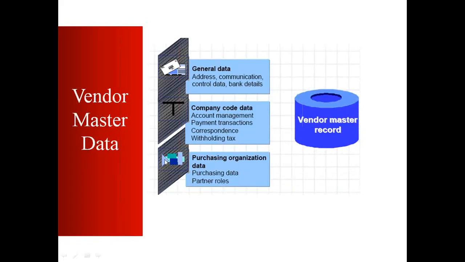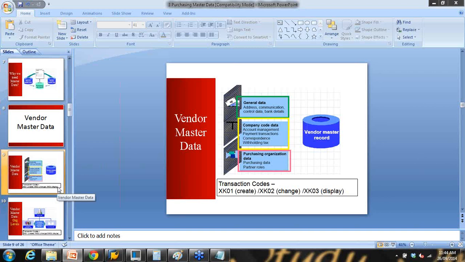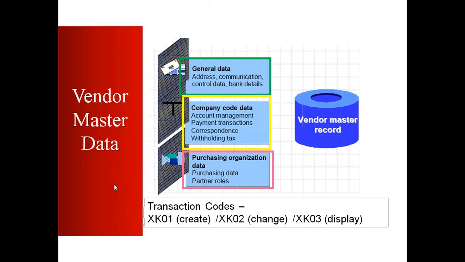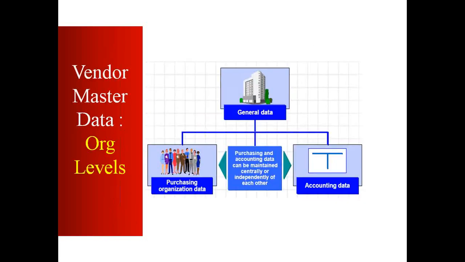Now, you have seen the transaction code is XK01. Now I will tell you about the org levels. What org level means is, as I said just now, that data is stored in three different areas: general data, purchasing data, and accounting data.